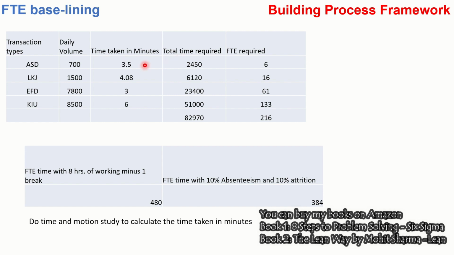Total time required is the multiplication of 700 into 3.5, which is 2450. How to calculate the FTE requirement? For that we will see there are 8 hours of working minus 1 break, which is 480. So total time with 10% absenteeism, 90% of 480 is 384. So this 2450 is to be divided by 384, which will give you the number of FTEs required. So total FTE requirement for this particular process is 216.